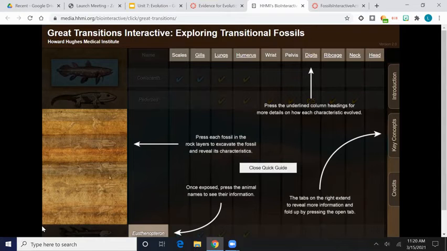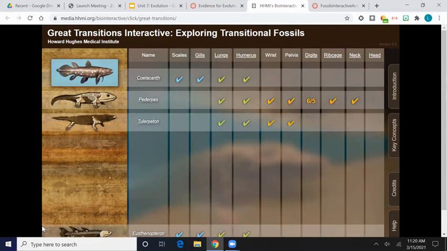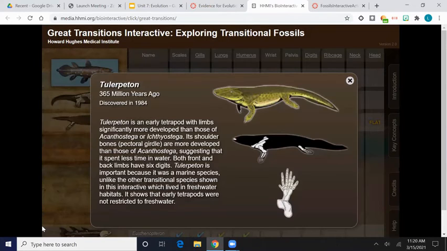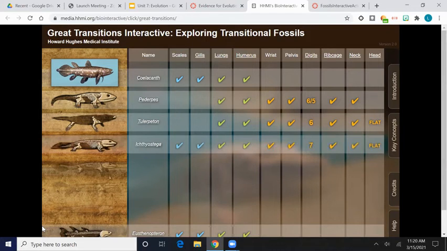All of these at the top, the column headings, you can click on the ones that are underlined to find out a little bit more. Once these fossils are exposed down here, you can click on the names, and that's where you can see more information about those specific fossils. And then, of course, on the right here, you'll still have those tabs if you need even more information. So how that looks like, you could dig these up. It'll give you these links so you can see about those specific fossils, and they'll give you all of those check marks that correspond to the anatomical structures at the top. So every check means that they have that. So you can do all of those.